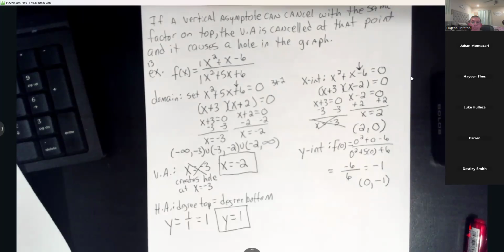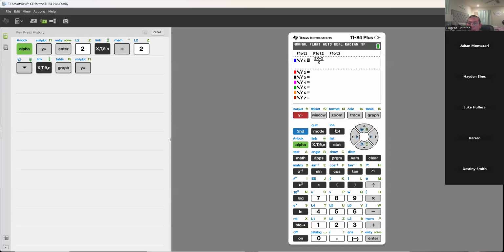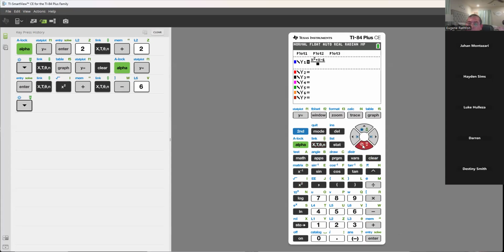Okay, y'all, let me show you. I'm going to graph this on the calculator, then I'm going to show you their pictures. All right, so let me go to y equals and clear that. So alpha y equals enter for my fraction. On top, I had an x squared plus an x minus 6. On the bottom, I had an x squared plus 5x plus 6. So I'm just going to show you the graph real quick.